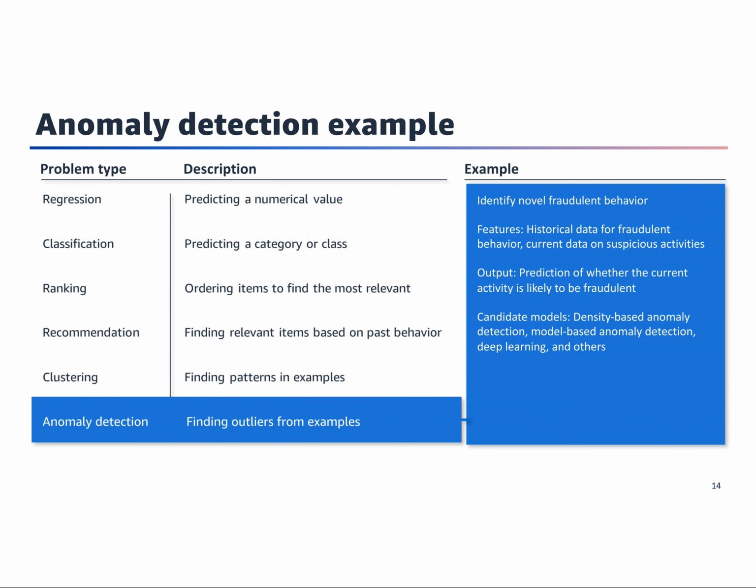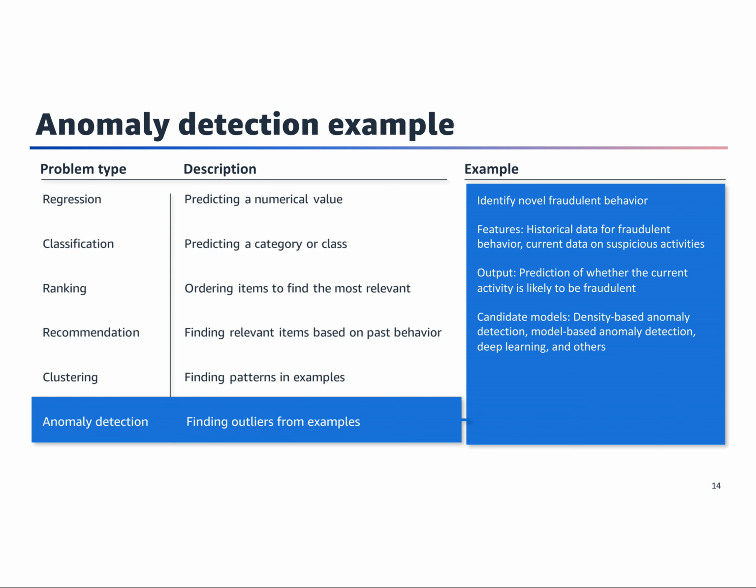In this anomaly detection problem, the input is historical data for fraudulent behavior and current data on suspicious activities. The output is a prediction of whether the current activity is likely to be fraudulent. To solve this problem, you would need to train an ML model on a dataset where the input features and the output label, whether the activity is fraudulent, are known. You could then use this trained model to predict whether new activity is likely to be fraudulent.